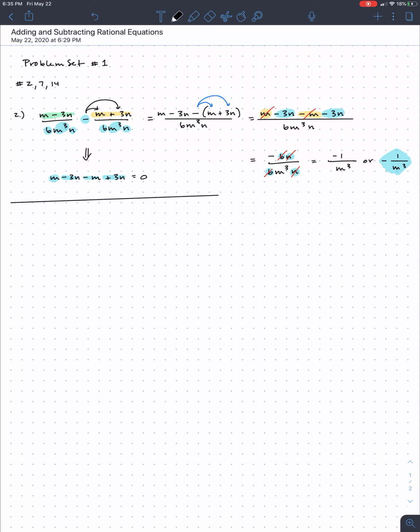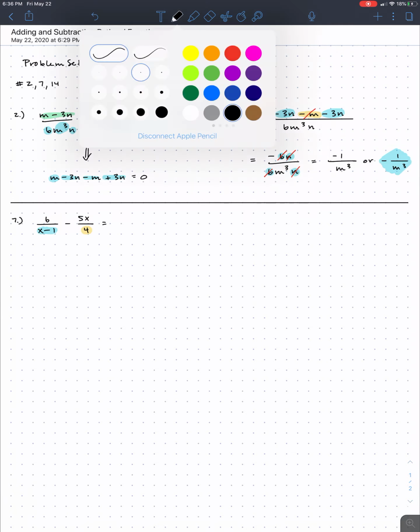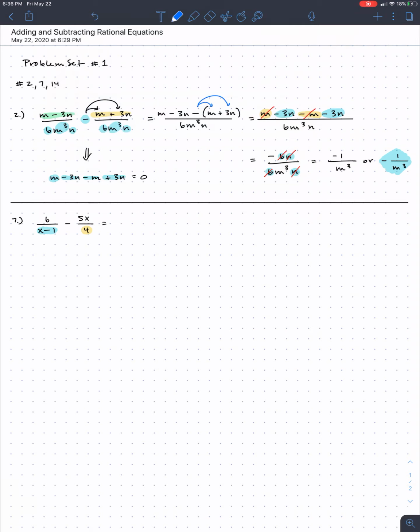Okay, let's go to number 7. Number 7 is 6 over x minus 1, minus 5x over 4. All right, so common denominator time. Let's see what we got. This denominator has an x minus 1. This denominator has a 4. So to even everything out, on my left side I need to multiply by 4, and on my right side I need to multiply by x minus 1.